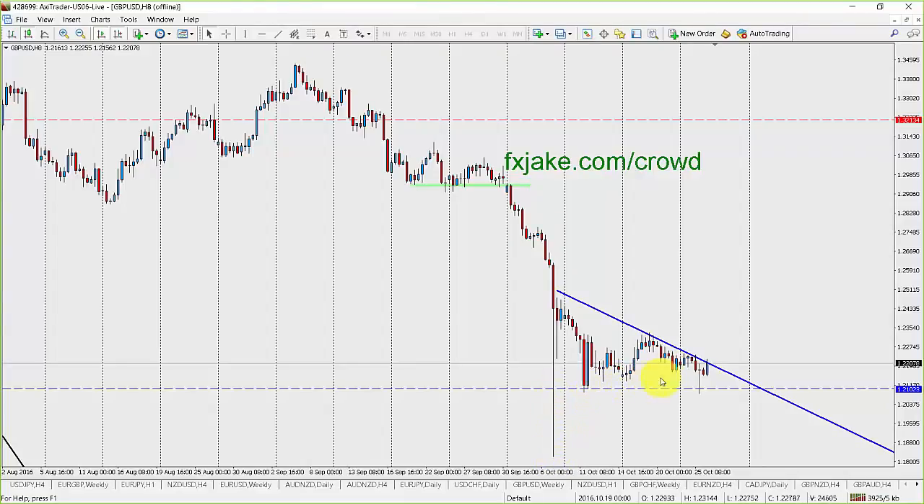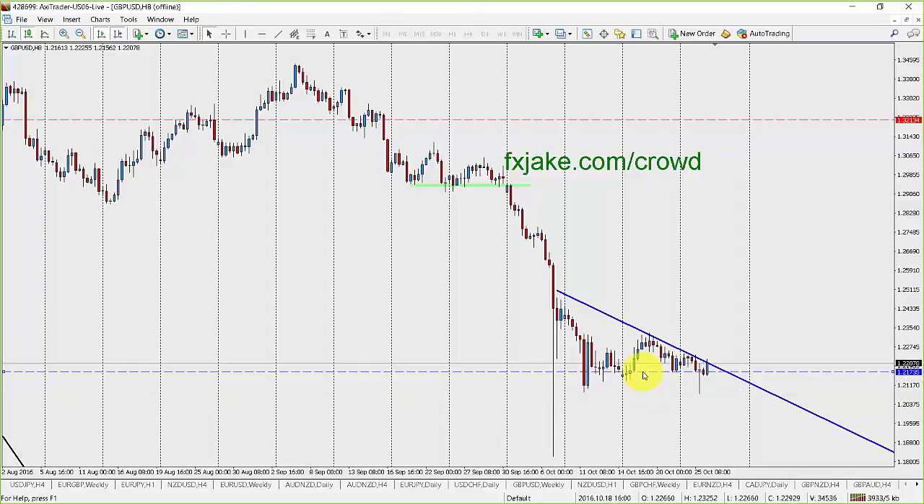Ideally, we wouldn't have had any of these wicks. Ideally, for a perfect squeeze play, it looks something more like this, where it kept hitting it. You wouldn't have these false breakouts through here. And so to me, this is not an ideal squeeze play at all.